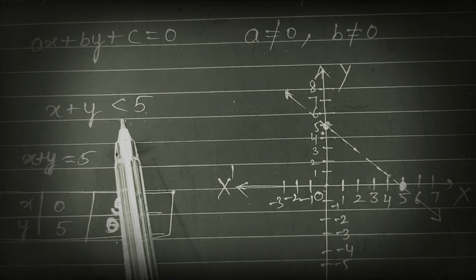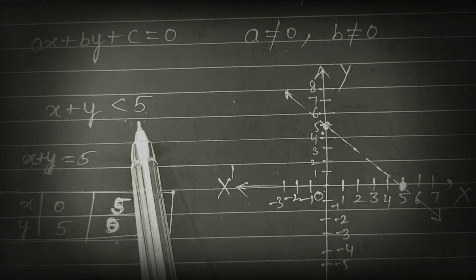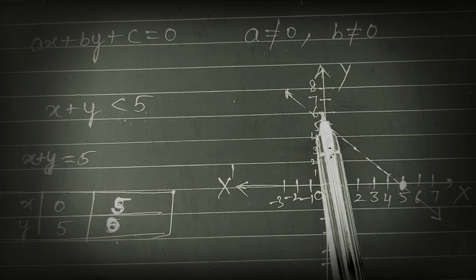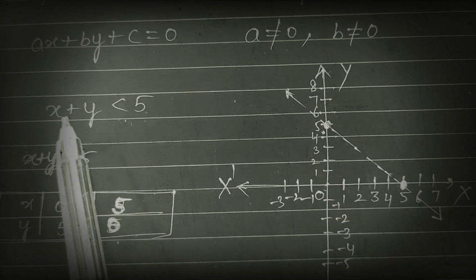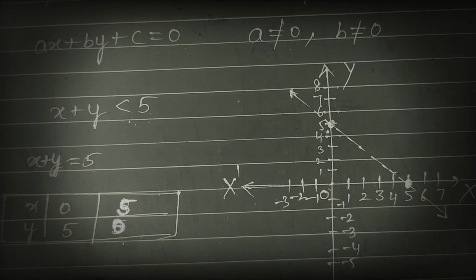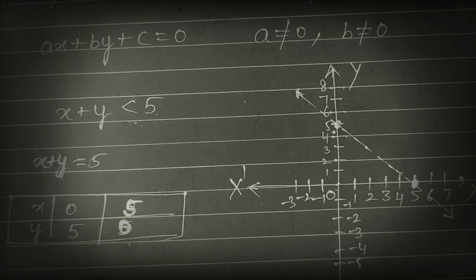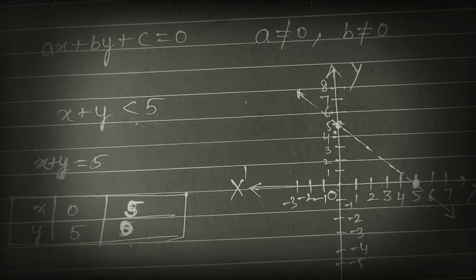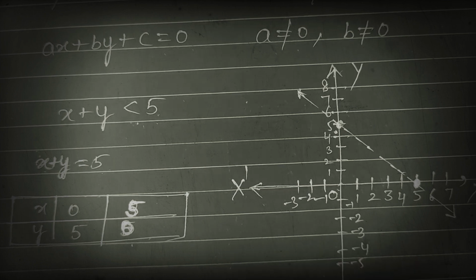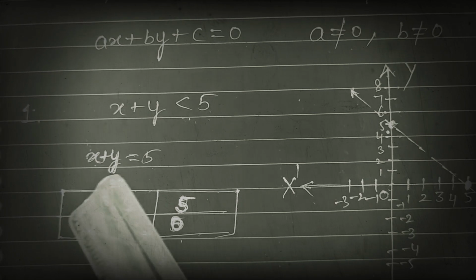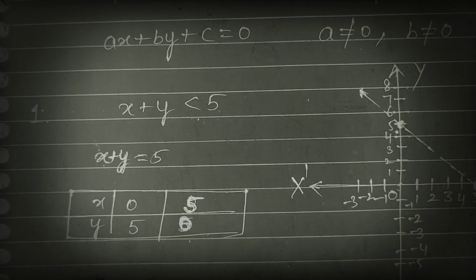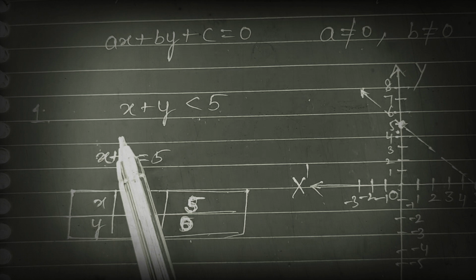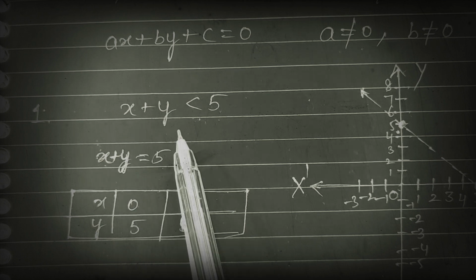Because 5 is not included in this. If 5 is not included, then we will show it by a dotted line. And x plus y less than 5. For example, as I just told you, I have less than 50 rupees, maybe 49, 48, 47, anything is possible, maybe 10 rupees. So in this question we will shade the region in which x plus y is less than 5, we will find the points which satisfy this.